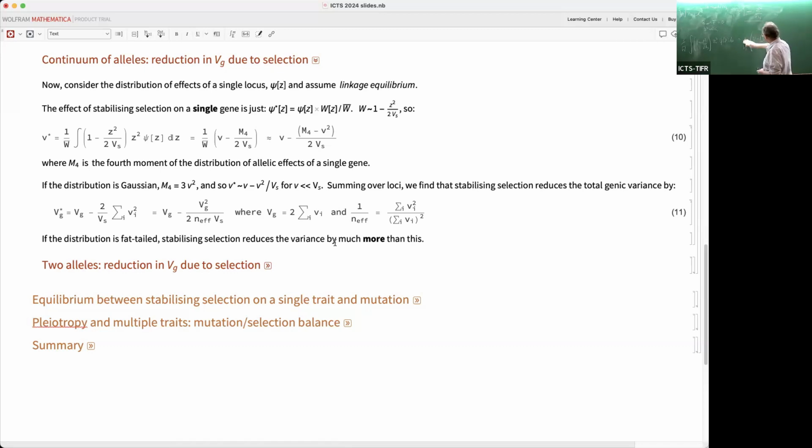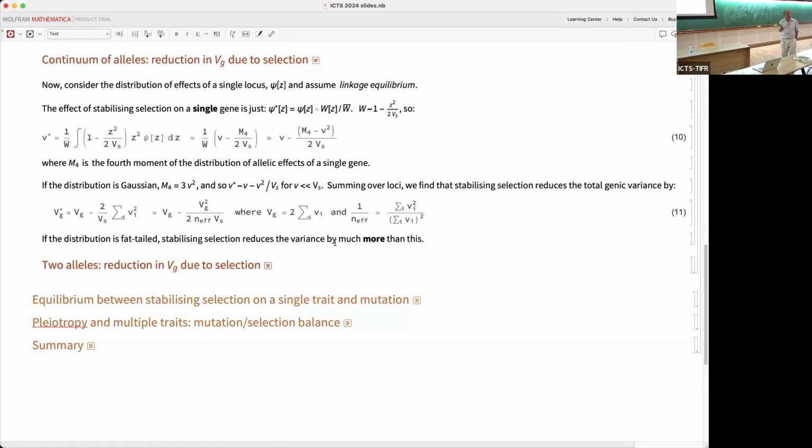And then we say that w bar is roughly 1 minus v over 2vs. And then we can say 1 over 1 minus x is roughly 1 plus x, and we simplify it, and we end up with v minus... So, you know, you don't need to remember all the details, but the point is that without making any assumption about the distribution, we find that the variance has been shrunk by an amount that depends on this fourth moment.